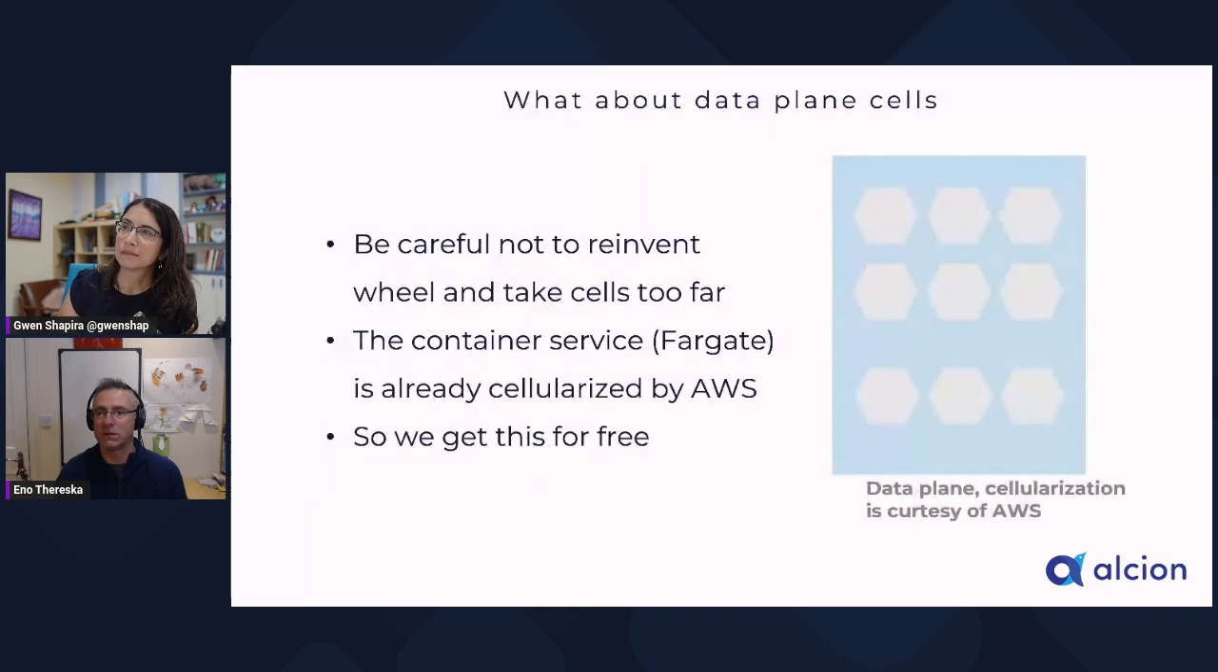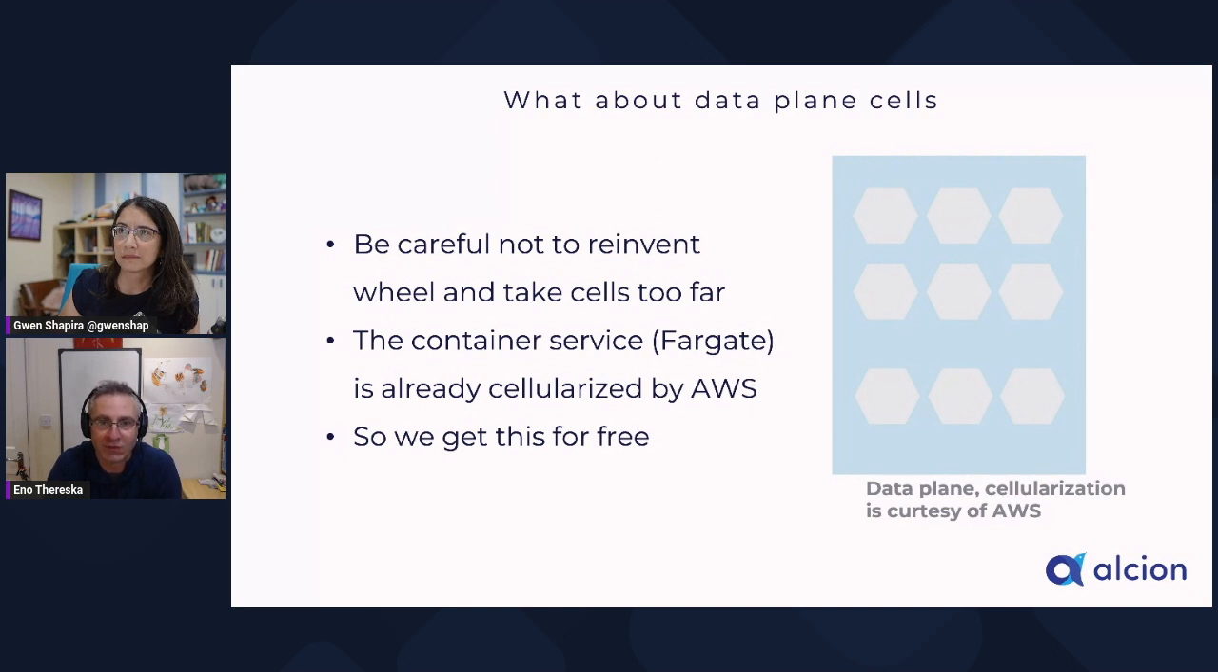Now, this is something interesting because sometimes I fall for this myself. So what about data plane cells? In our world, the data plane, as I said, is Fargate itself. Here we need to be really careful, and I have some anti-patterns in the last section about not reinventing the wheel and taking cells too far. Sometimes I need to remind myself of this as well.